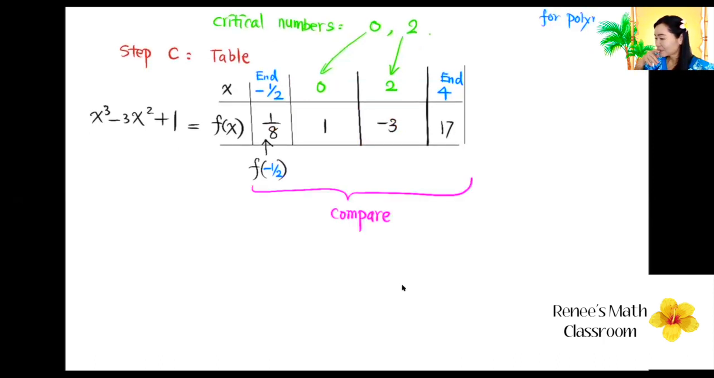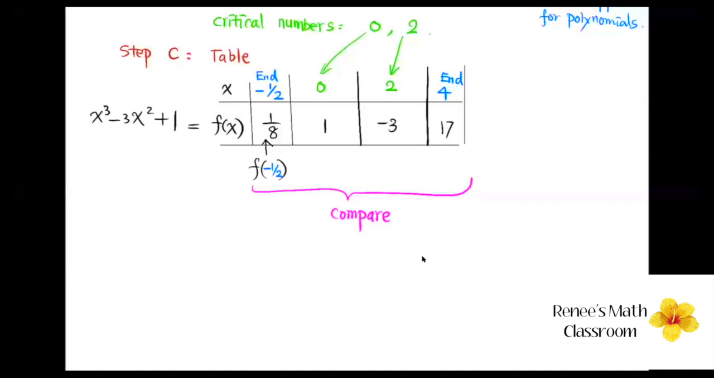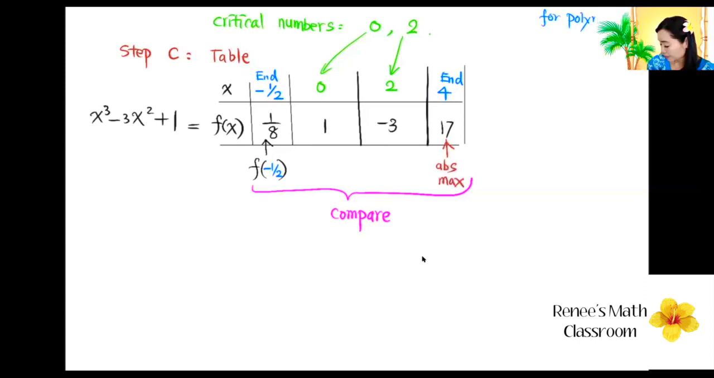So what's the absolute max and what's the absolute min of the function on the closed interval from negative 1/2 to 4? The absolute max is 17. You got it. And the minimum would be negative 3. So this is the absolute max and this is the absolute min. This is the highest value, and this is the lowest value of all of them. So absolute max here, absolute min over here.